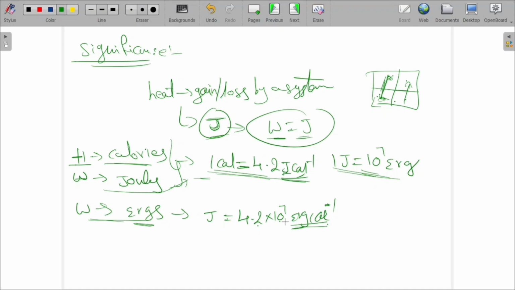Okay, clear? Here J is there, no? So this J is not a physical quantity.